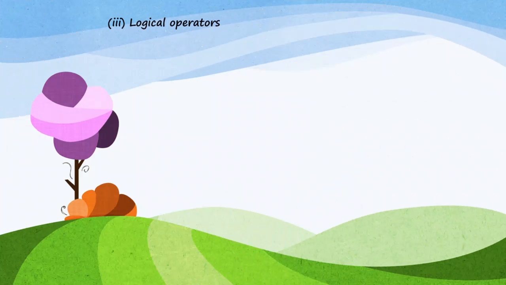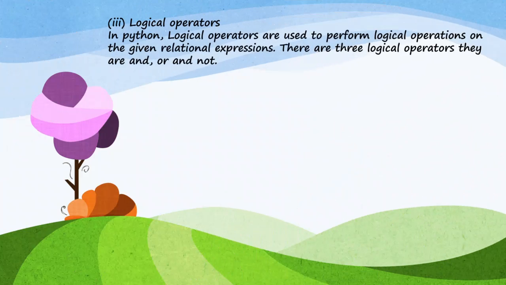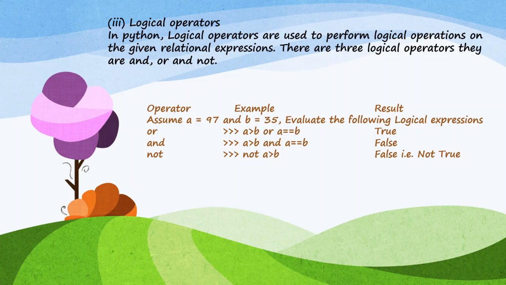Logical operators. In Python, logical operators are used to perform logical operations on the given relational expressions. There are three logical operators: and, or, and not. So let us see an example. Assume A is equal to 97 and B is equal to 35. Let us evaluate the following logical expressions. First, or.